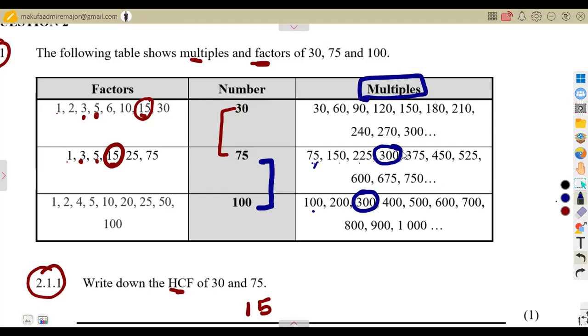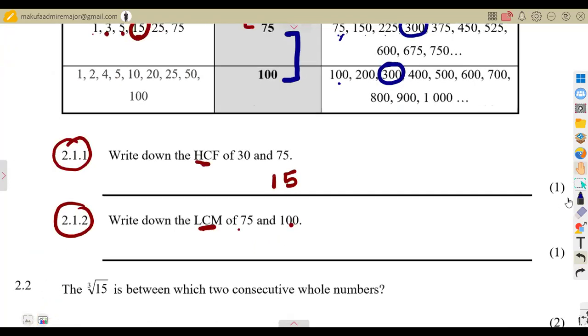So we need the lowest, the smallest. That is the idea that is common between the two numbers, between 75 and 100. So the smallest number common there was 300. That's how you take it.